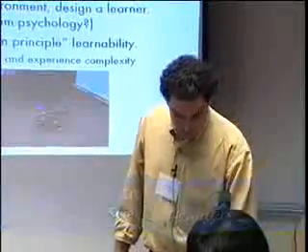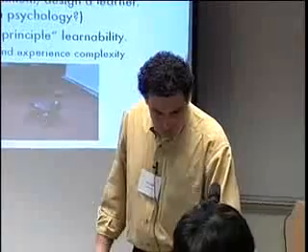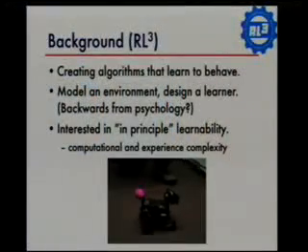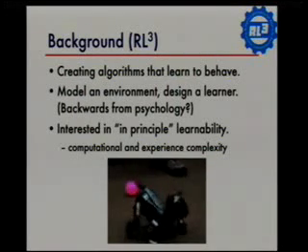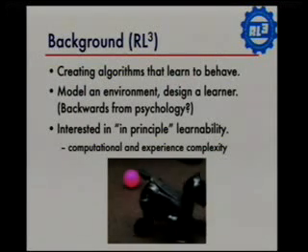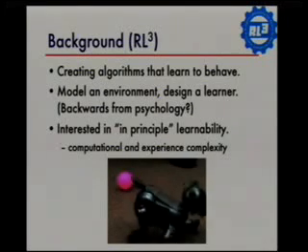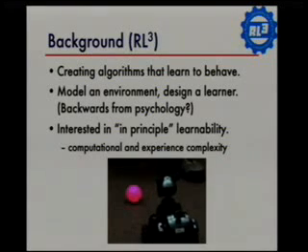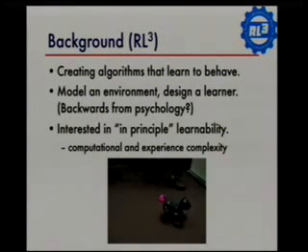So the topic, to give a little background about myself, I'm in the computer science department at Rutgers. I'm interested in creating algorithms that learn how to behave. To do this, I focus on the problem of modeling environments, making programs that model environments, and I get to design the learner. In some ways, this is sort of backwards from psychology, right? A lot of times the way that you set up a psychology experiment is, the learner is something that's in the world, and you have to model that learner, but you design environments to try to test and elicit responses from the learner. And we're really coming at it from the other side.